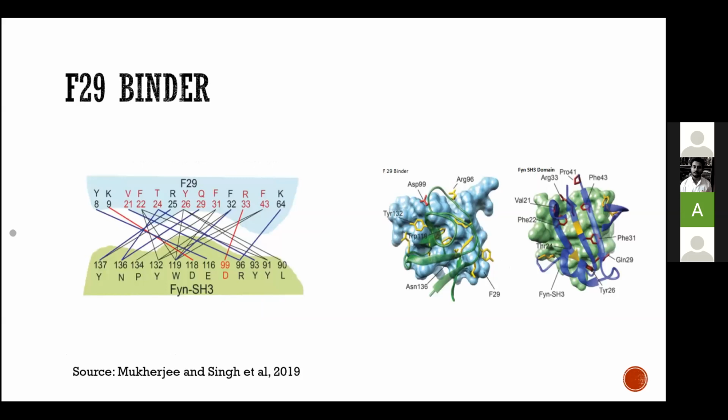We saw earlier that there was this binder which was specifically binding to the Fyn SH3 domain. F29 was the binder. People previously in our lab did NMR studies, and then crystallization. After a lot of study, they found that the F29 binder specifically binds to Fyn SH3 at these various places. And then they also solved the Fyn SH3 domain structure.